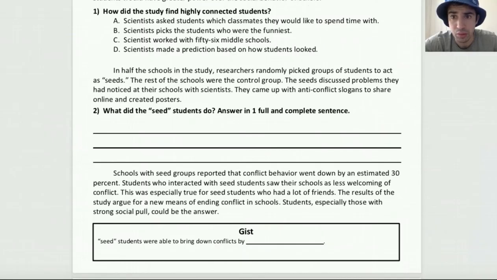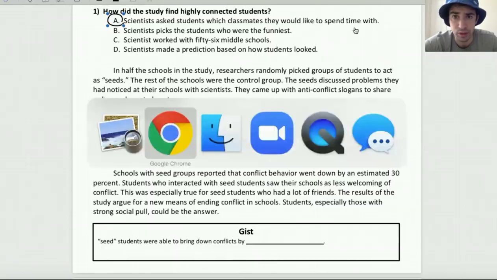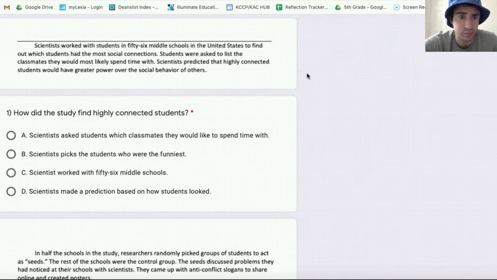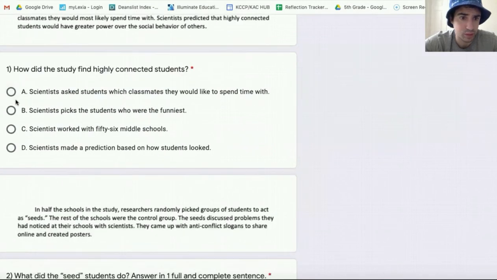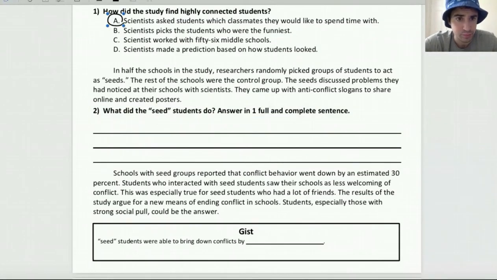Scientists pick students who were the funniest. Scientists work with 56 middle school students, or scientists made a prediction based on how students looked. Seems like they asked the students, this answer choice A, which classmates they would like to spend time with. So I'm going to then fill that out here on my Google form, just writing in A. And now I'm ready to read the next paragraph, shall we?